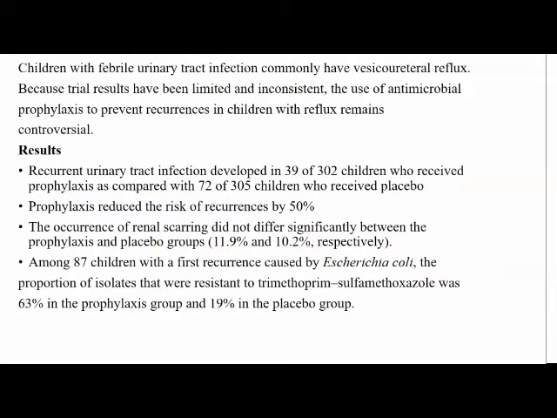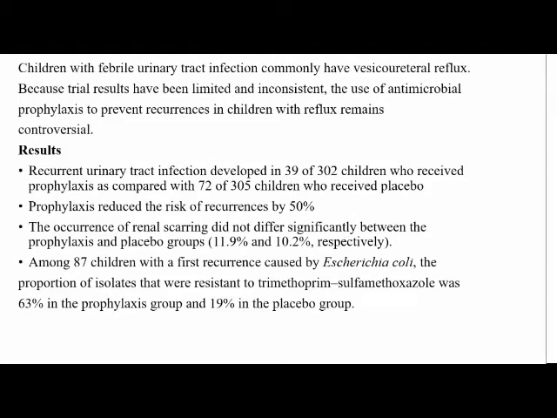They compared the use of antibiotic prophylaxis, and placebo was given. Recurrent UTI developed in 39 out of 302 children who received prophylaxis, and among those who received placebo, 72 out of 305 children developed recurrent UTI. Prophylaxis reduced the risk of recurrence by 50%. Occurrence of renal scarring did not differ significantly between the prophylaxis and placebo groups.